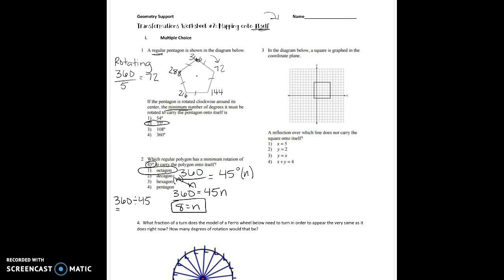All right, in number 3, we have a square that's graphed in this coordinate plane, and we want to reflect it onto itself, and it gives us some options for some lines that will reflect it on itself. So a reflection over which line does not carry the square onto itself. And our first option is x equals 5.